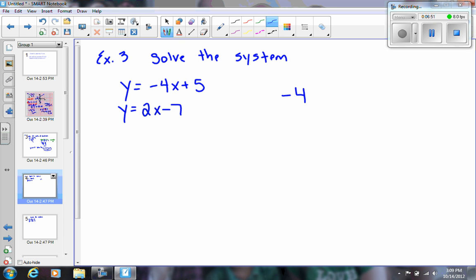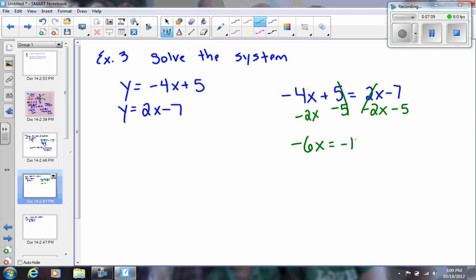So start by setting them equal to each other. Then I'm going to subtract 2x from both sides and subtract 5 from both sides. So I have negative 6x equals negative 12. Dividing by negative 6, I get x equals 2. Not done yet. Have to solve for y.